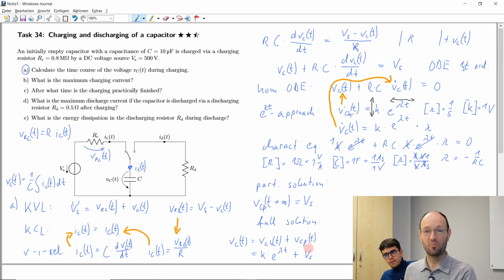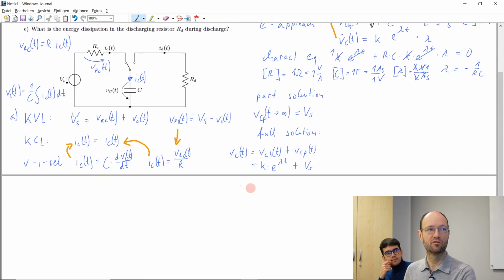And we are almost finished. What is missing? What is still unknown in our solution here? The k. We need to find k, and the k we get from the so-called initial condition.